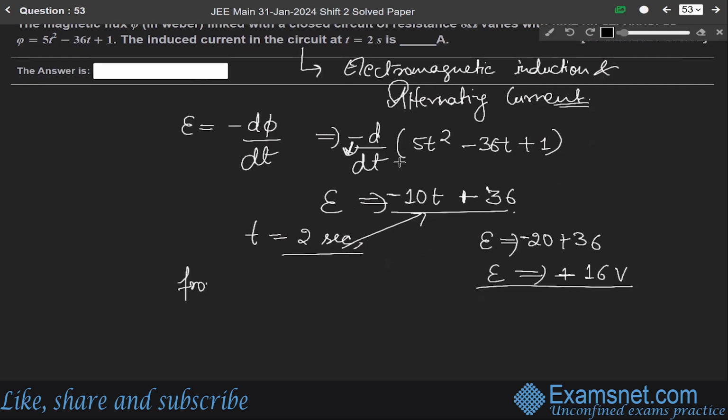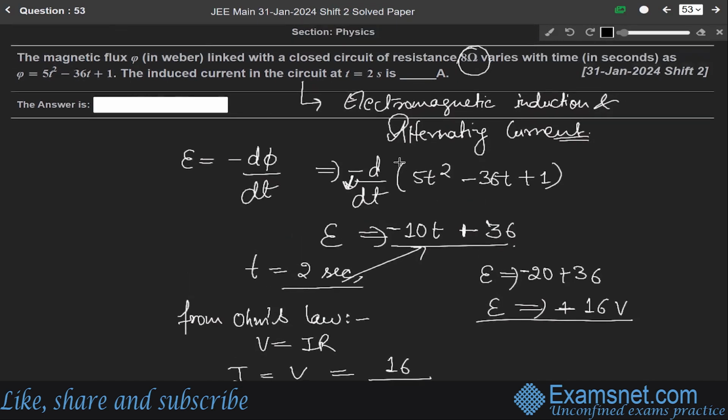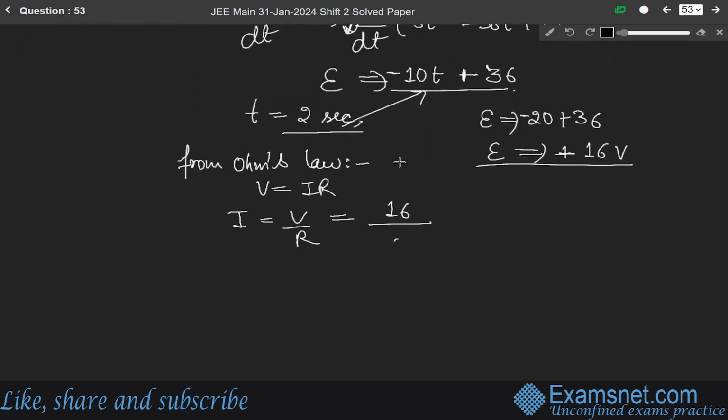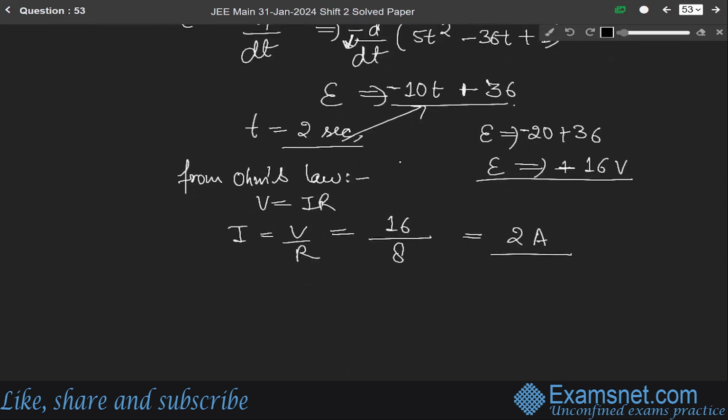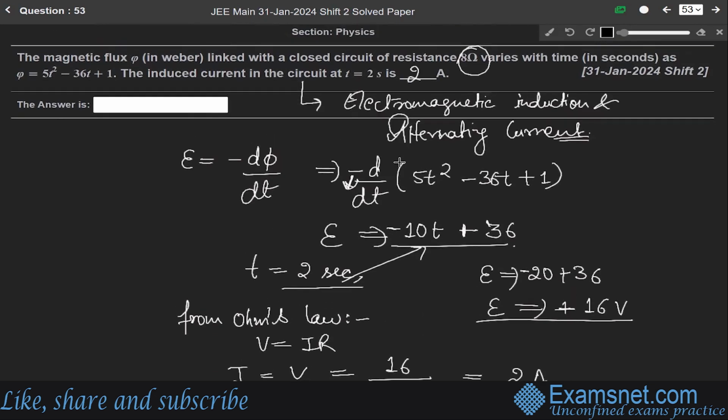Since from Ohm's law, we know that V equals IR. So current induced will be V over R. V is the EMF, 16, over R. Resistance is given as 8 ohm. So 16 over 8. So current will be 2 ampere. Okay. So answer is 2 ampere.